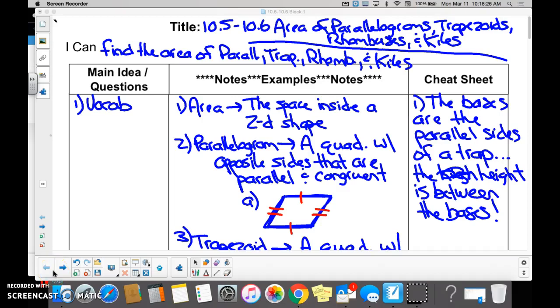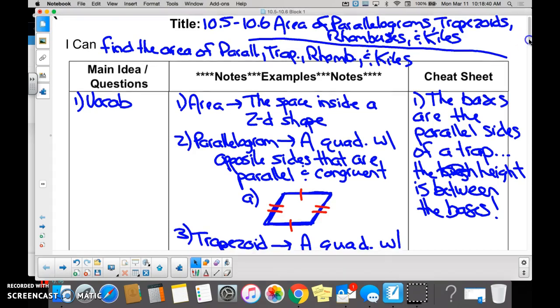10.5 to 10.6: area of parallelograms, trapezoids, rhombuses, and kites. I can find the area of parallelograms, trapezoids, and rhombuses. Excellent. Thank you, Leah. Are you guys able to do that now? Yes. Sweet. All right, we're going to try to get through this video in 5 minutes or less.